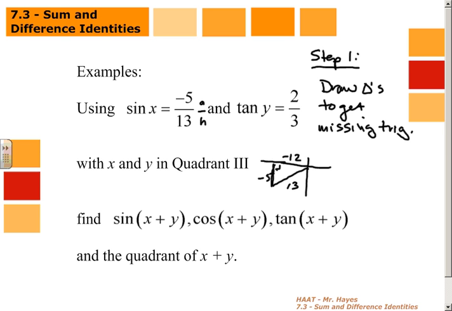And so for this, we've got cosine of x is going to equal negative 12/13 because that's adjacent over hypotenuse. And then the tangent of x is going to be 5/12 because it's opposite, which is negative 5, over negative 12, which becomes positive.